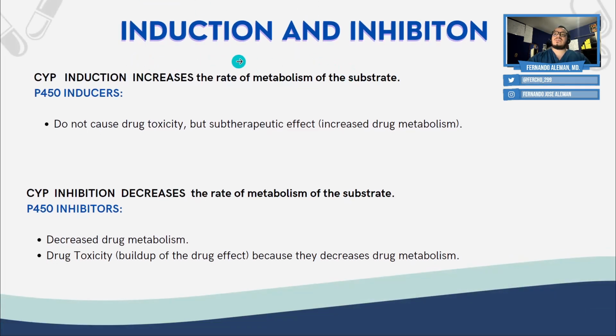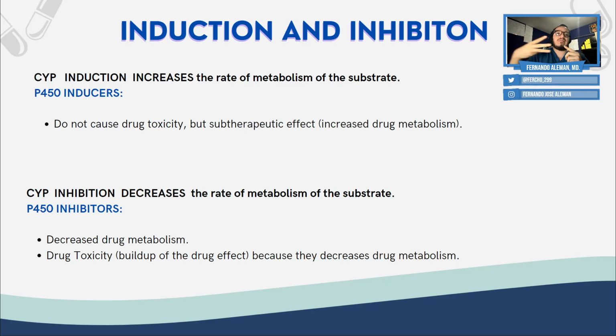So let's talk about induction and inhibition. CYP induction increases the rate of metabolism of the substrate. The substrate, guys, is the drug. So an induction of the CYP will increase the metabolism of the substrate, of the drug. So what happens if we increase the metabolism of the drug? Inducers will increase the metabolism, and this will lead to not drug toxicity, but a subtherapeutic effect, because the drug is being metabolized way quicker than it's supposed to be.